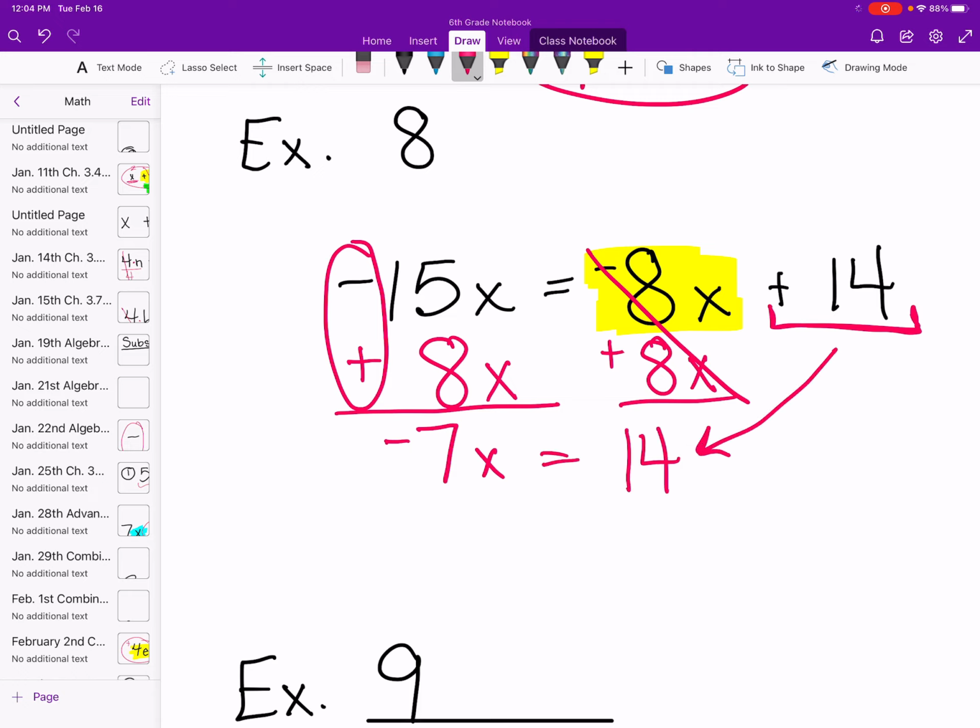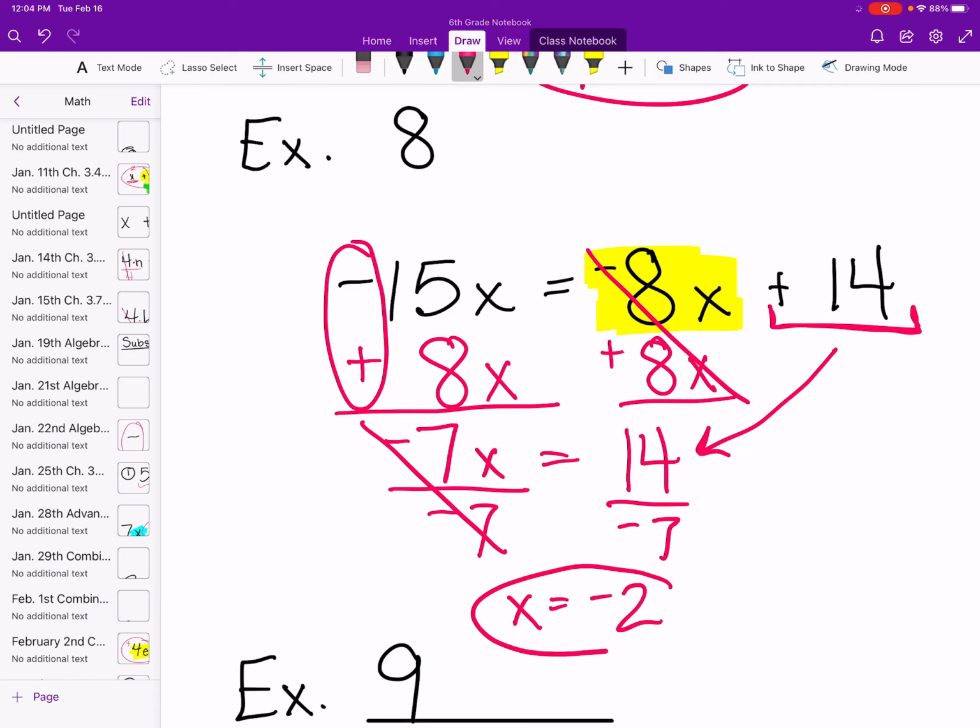I just brought that guy down. So I'm going to say negative 7 times x. The opposite of that is dividing by negative 7. I only have one negative, so that means my answer is negative, and x is equal to a negative 2.